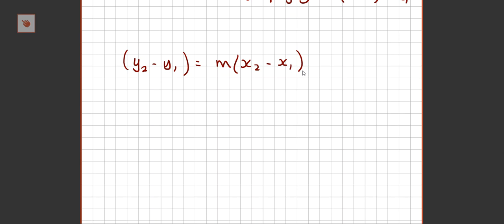Parallel lines, what do you know about them? Same gradient. Perpendicular lines? Negative reciprocal. Okay. Stop looking smart. You're making her feel weird.